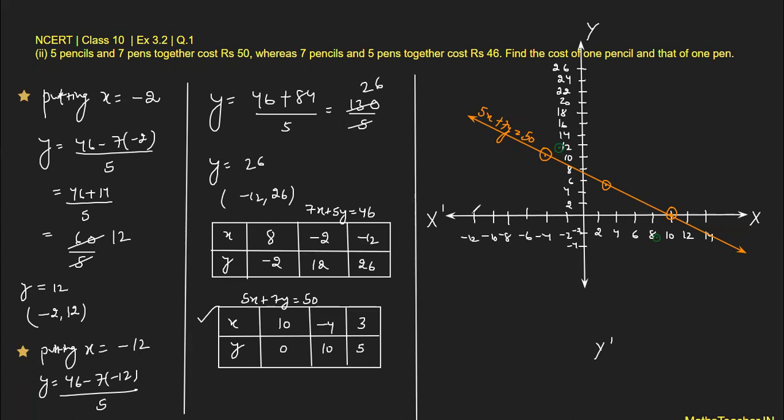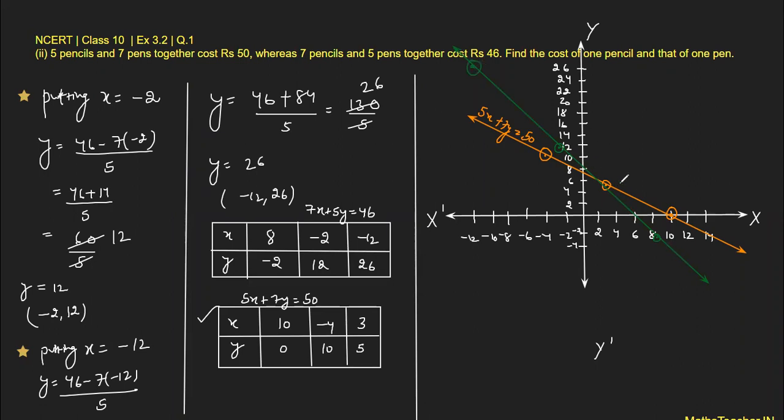The next one is minus 12 on the x-axis, and on the y-axis it is 26. Somewhere there. Minus 12, like this. So let's pass a line through all these 3 points. I think we are getting it. Not exactly. The last point is not exactly correct. Let me do it properly. The point will come somewhere here.